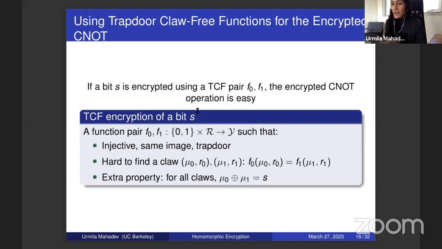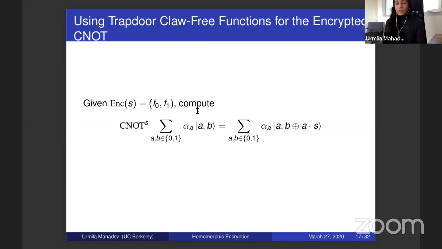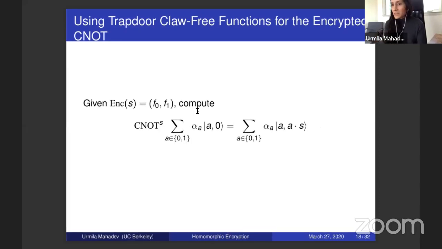And now I'm going to show you how this TCF encryption can be used for the encrypted C0 operation. So remember the goal of the encrypted C0 operation. The server is given the encryption of S. Now in this case, the encryption of S is just this TCF pair, F0 and F1. Given this encryption of S, the server wants to conditionally apply the C0 operation to an arbitrary 2-qubit quantum state. So this is our arbitrary state, and he's applying the C0 to the power S, which means if S equals 0, he's doing nothing. If S equals 1, he's XORing A into the second register. And just for simplicity, I'm going to assume that B equals 0. And so all we're doing is we're computing A.S in the second register.